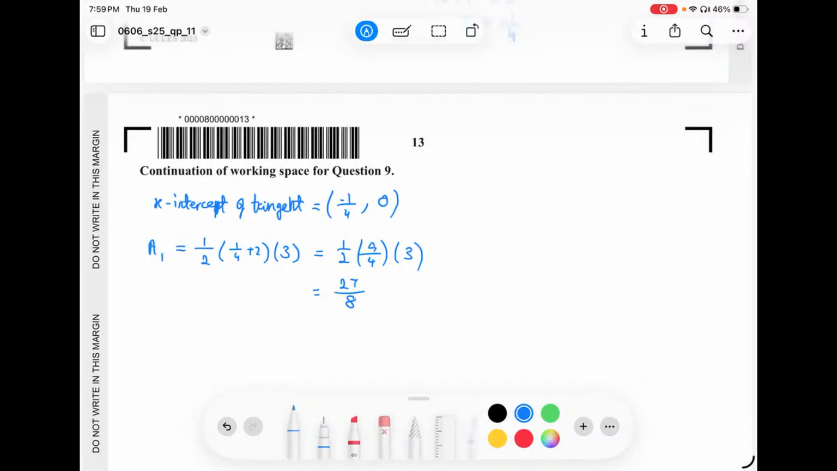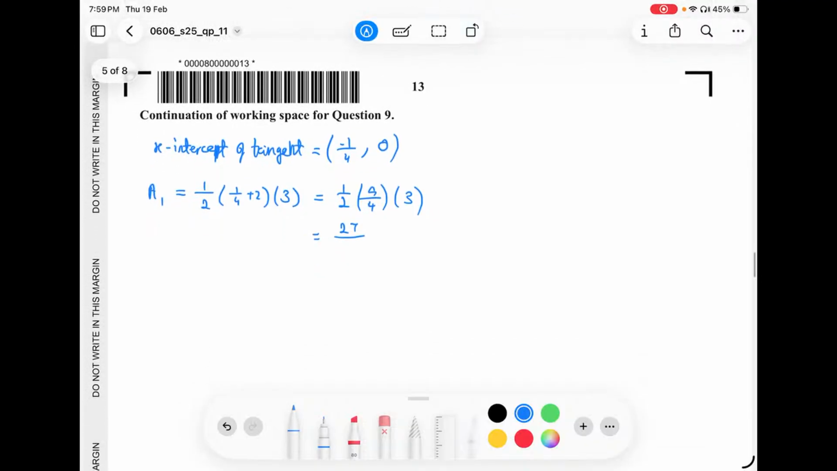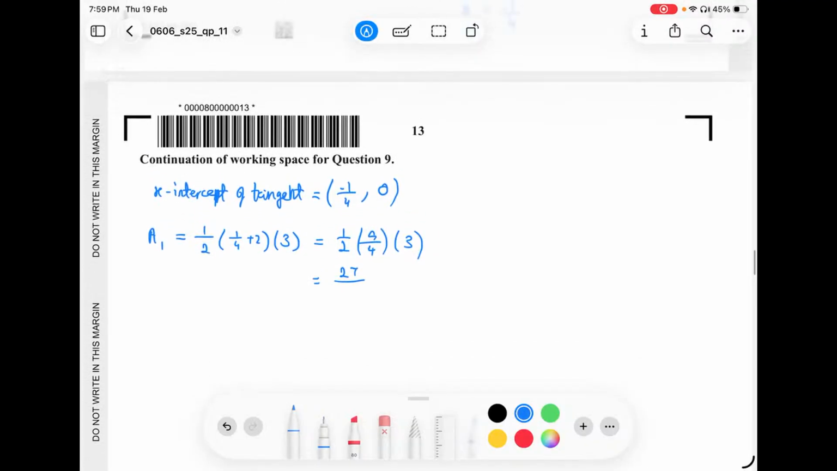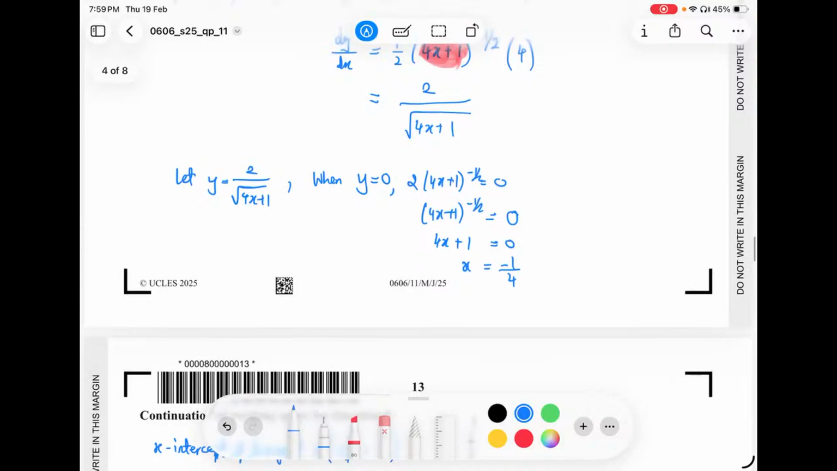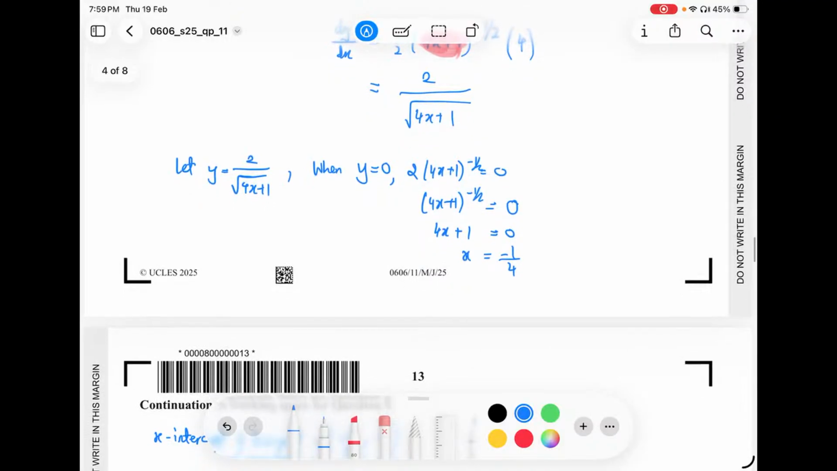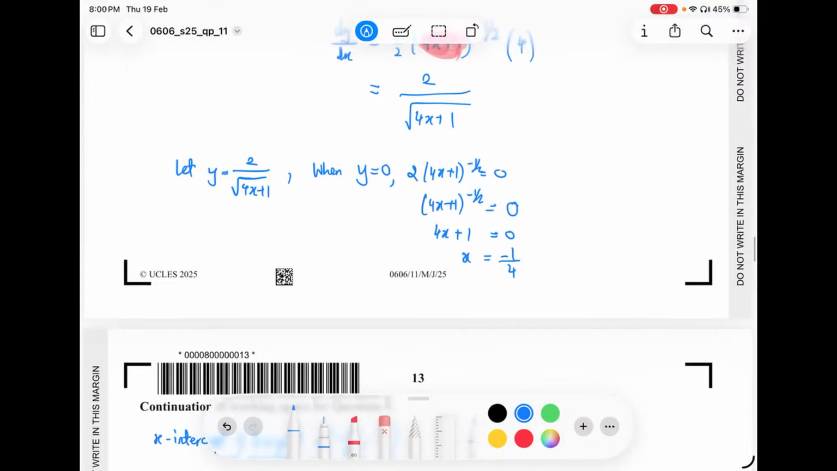I believe that's the one. Yeah. No, 27 over 4. Once again, I'll just verify that. Did we make any calculation error here?